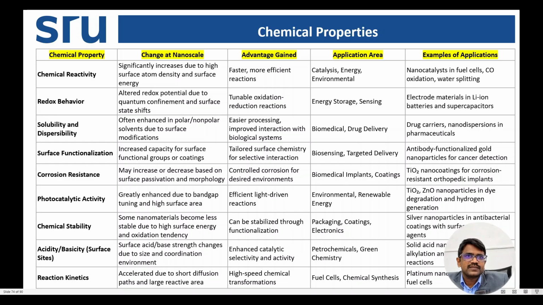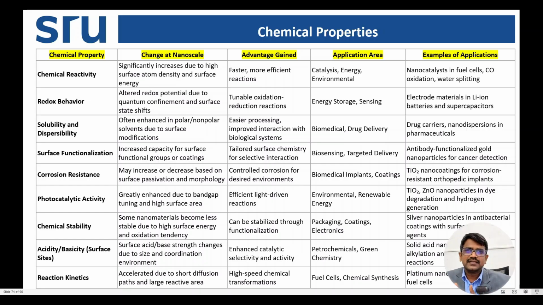Then corrosion resistance, which may increase or decrease based on surface passivation and morphology. The advantage is controlled corrosion for desired environments: biomedical implants, coatings. Example: TiO2 nanocoatings for corrosion resistant orthopedic implants. For example, if somebody has an accident and something is broken, we usually hear that steel plates or rods are inserted in the body.